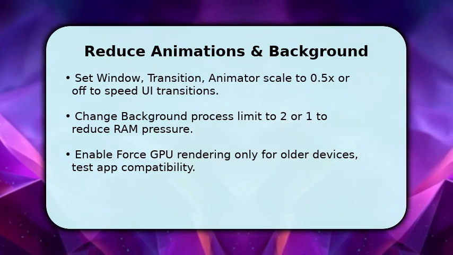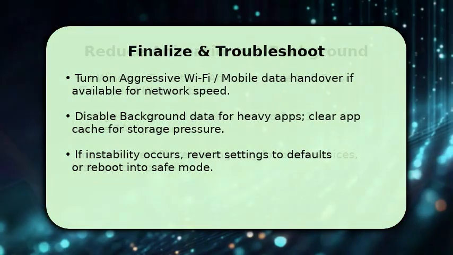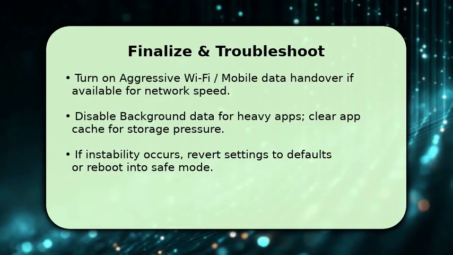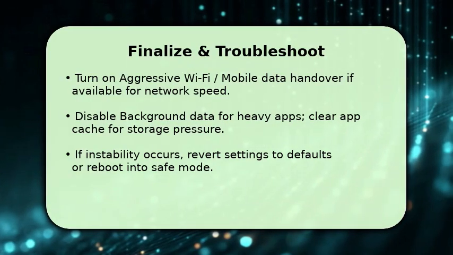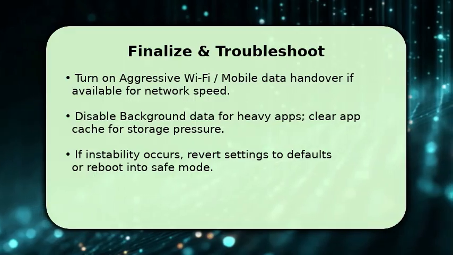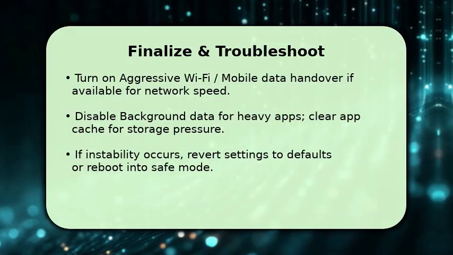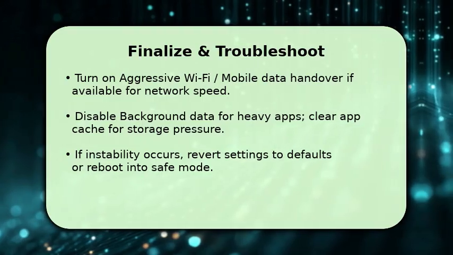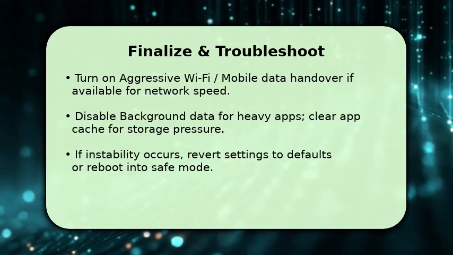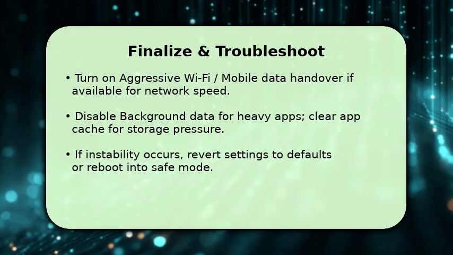You finish by enabling network and memory aids. Turn on aggressive Wi-Fi or mobile handover if present, and disable background data for resource-heavy apps so they stop waking the CPU. Clear app caches and consider moving large apps off internal storage to avoid I/O slowdowns.